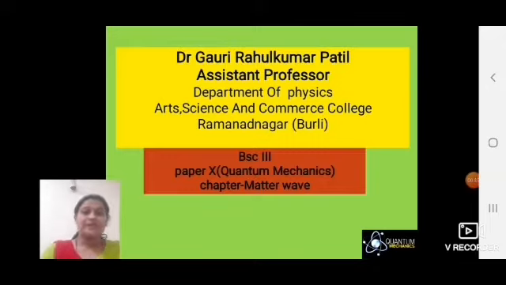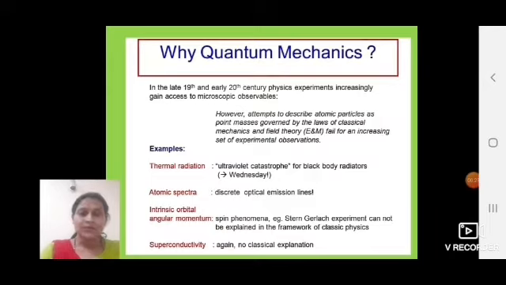Students, in today's lecture, we will discuss the chapter Matter Wave, which is from BSc third year paper number 10 of Quantum Mechanics. In the last lecture, we studied the introduction of quantum mechanics and the syllabus. In today's lecture, we will start the chapter Matter Wave. So first, we will revise some points which we discussed in the previous lecture.